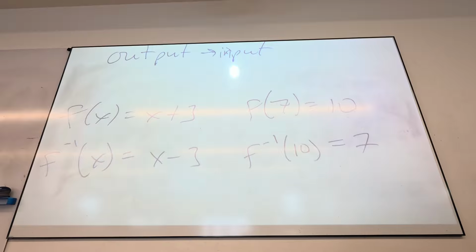7, 10, yes? What point does my inverse function go through? 10, 7, yes? In fact, I could have made this any function. I could have made it so that this was 6 and this was 5, and then this would be 5 and this would be 6, yes? So what does it seem that an inverse function does? It takes the x's and the y's and it switches them.